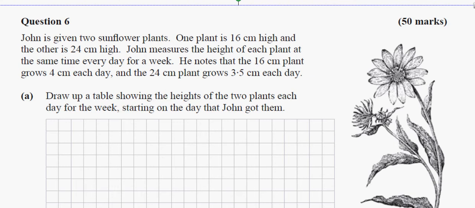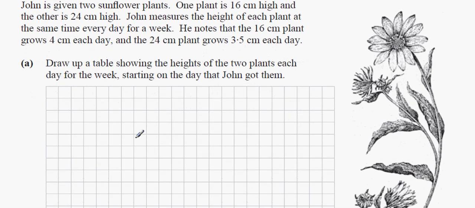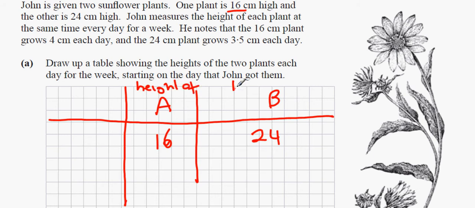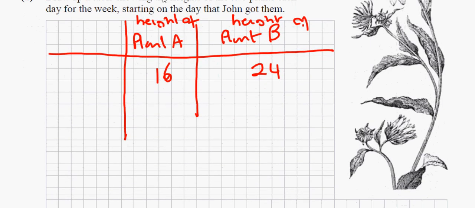Okay, so what we're going to say is day one. We can call this plant A and plant B. Plant A can be the 16 centimeter high one, and plant B can be the 24 centimeter high one. You can just call this the height of A and the height of plant B. I suppose it'd be handy to put in plant A because you need to know what you're talking about.